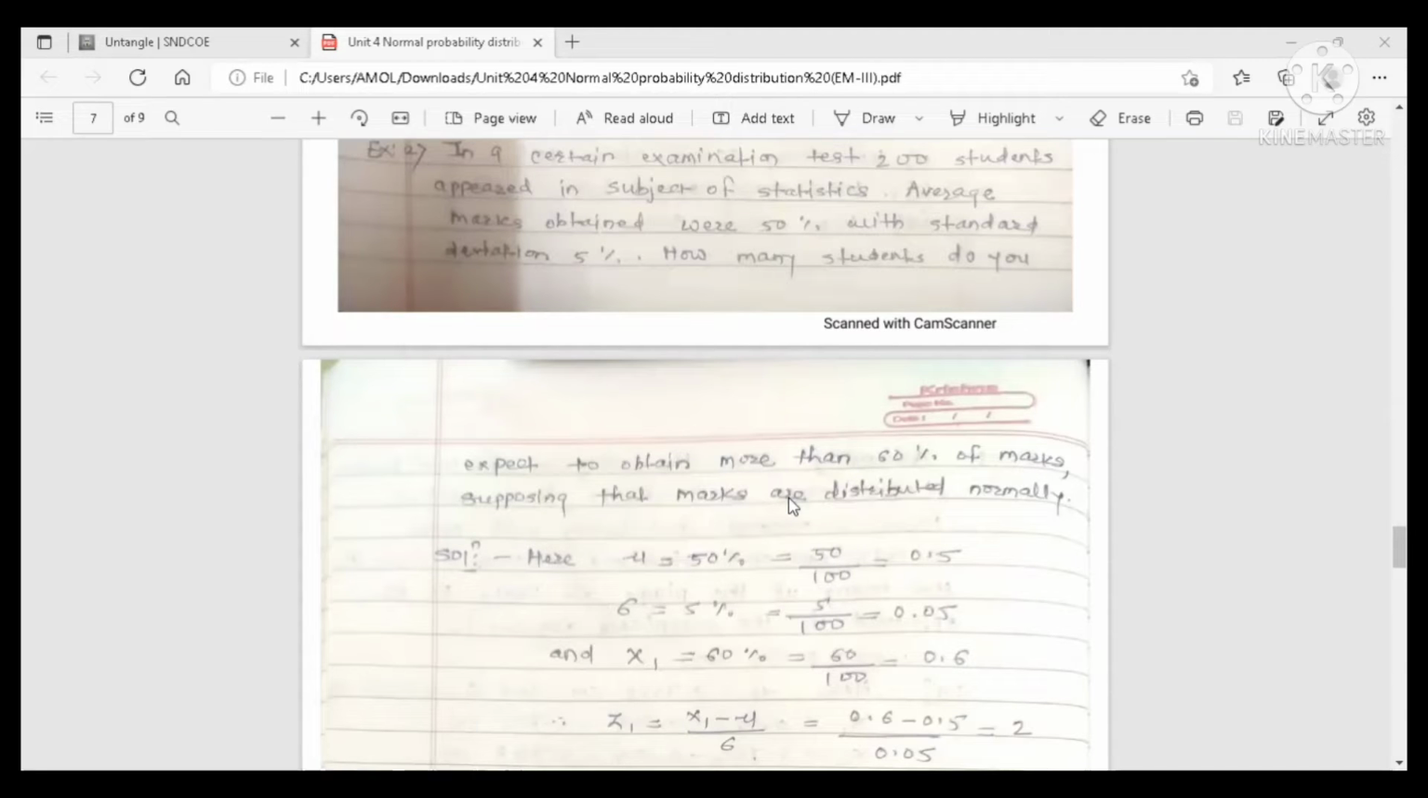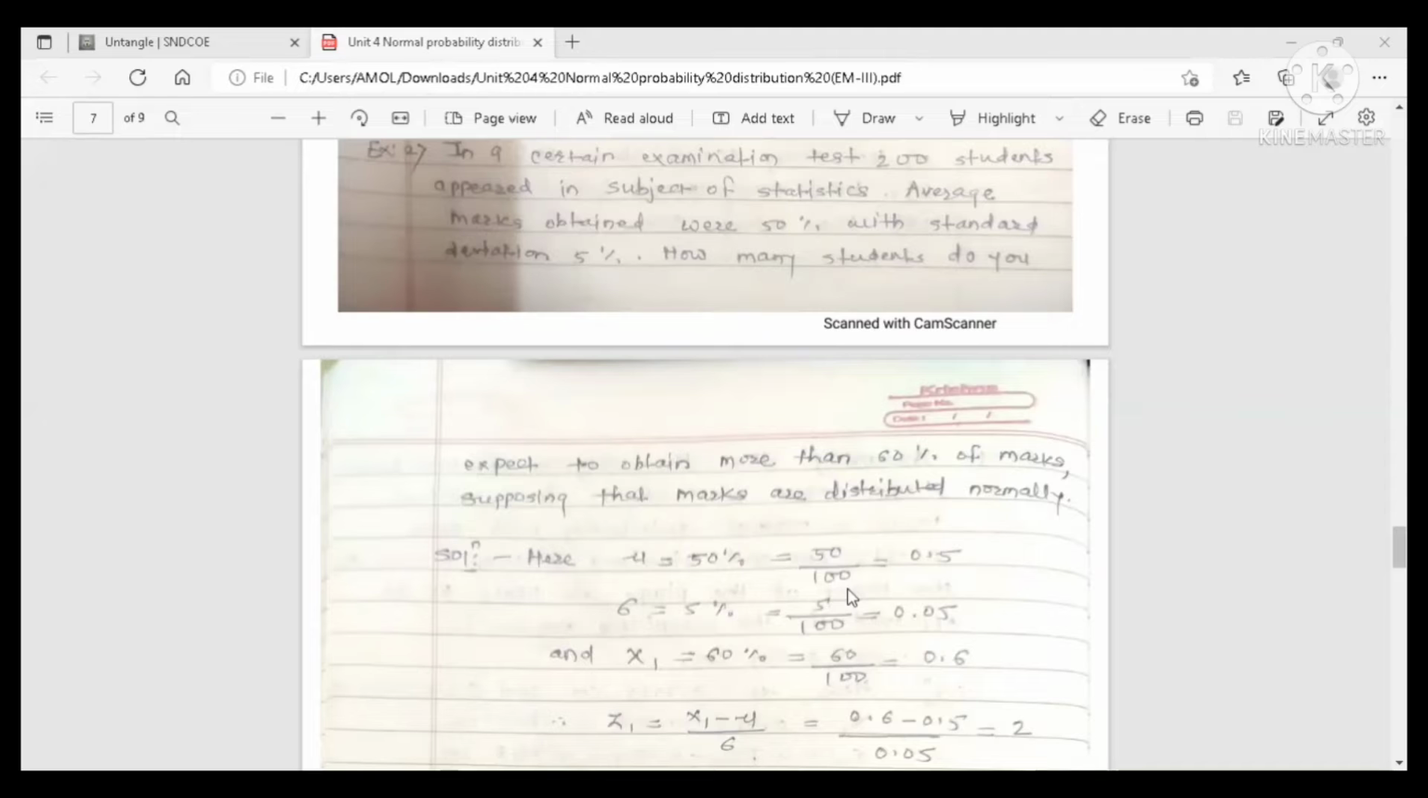Now the average marks obtained were 50%, which means the value of mean is given. Write in solution, mu is equal to 50%. 50% means 50 upon 100. You simplify this and the answer is 0.5. So the mean is 0.5. The standard deviation is 5%, meaning the value of sigma is 5%. 5% means 5 upon 100. You simplify this term, it is nothing but 0.05.